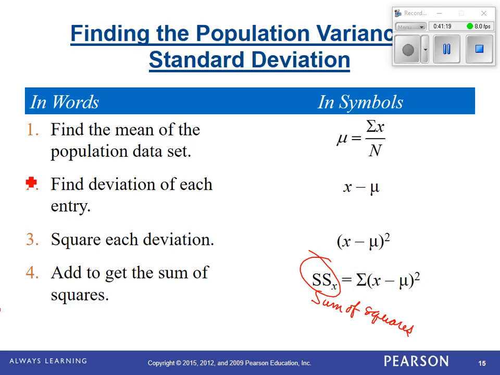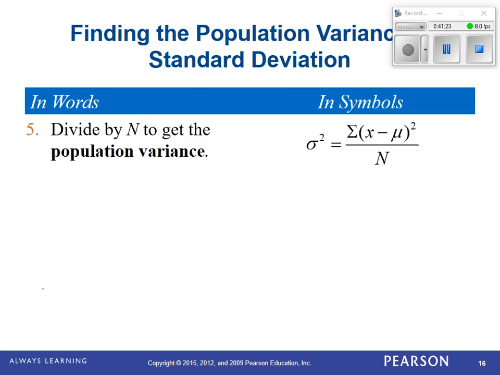We add them all up, we get 17.5. Our next step, divide by n to get the population variance. So we're going to take this and divide it by n. How many numbers did we have in our set? 2. Somebody help me out.